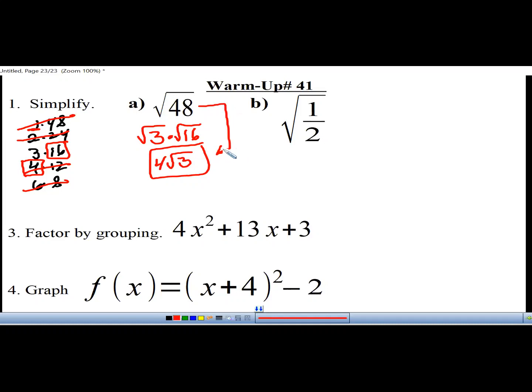Now for tonight's homework, you're going to end up with some that are like this. Leave it right there, and that's fine. You don't have to simplify to decimals or anything like that.